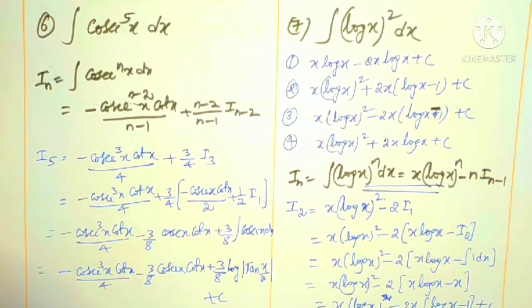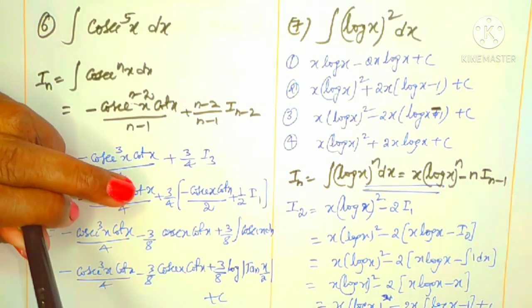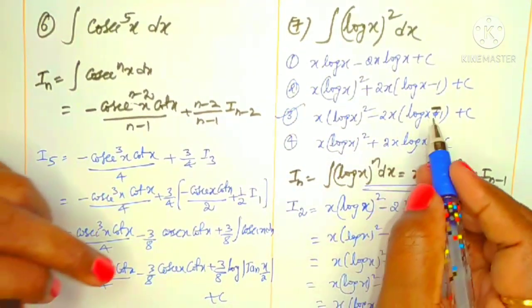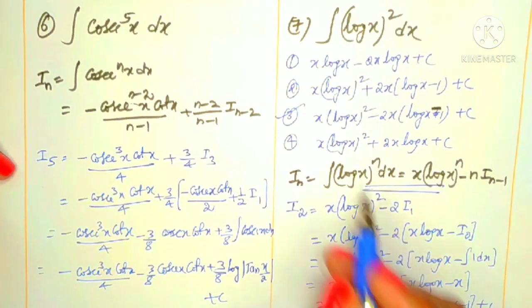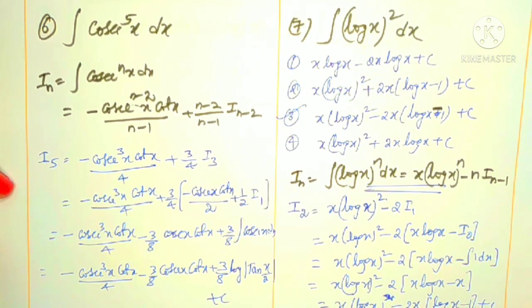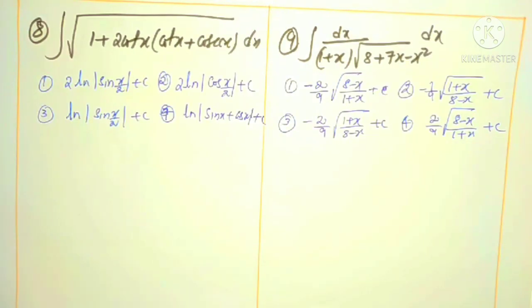Third option, x log x whole square minus 2x log x minus 1. Otherwise, there are no options. It is correct only, I copied it wrong. So this is the only correct one: x log x whole square minus 2x of log x minus 1 with the constant c. That's it. Is it clear?